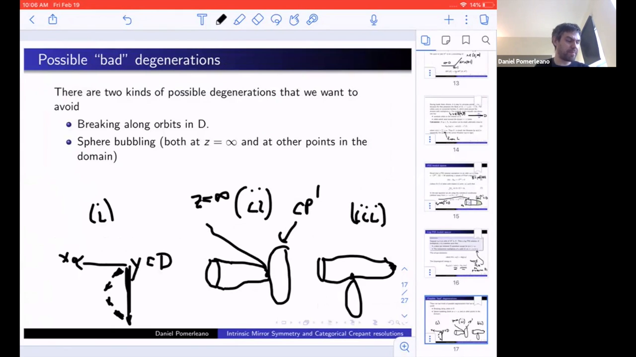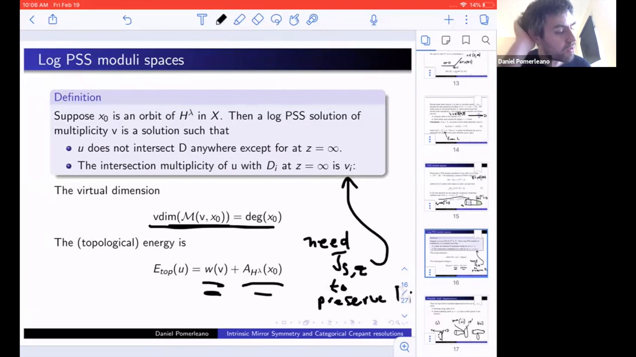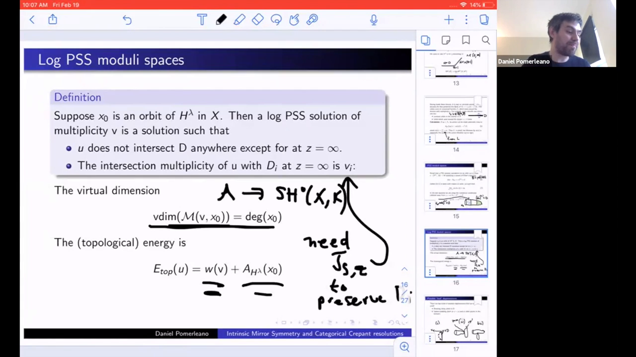So the main idea of what we want to try to do is consider the case where the degree of x is zero, so the expected dimension at least of this moduli space is zero. And we want to try to define a map. This is the map that I was saying from A to SH^0. We want to define that by counting these log PSS solutions.